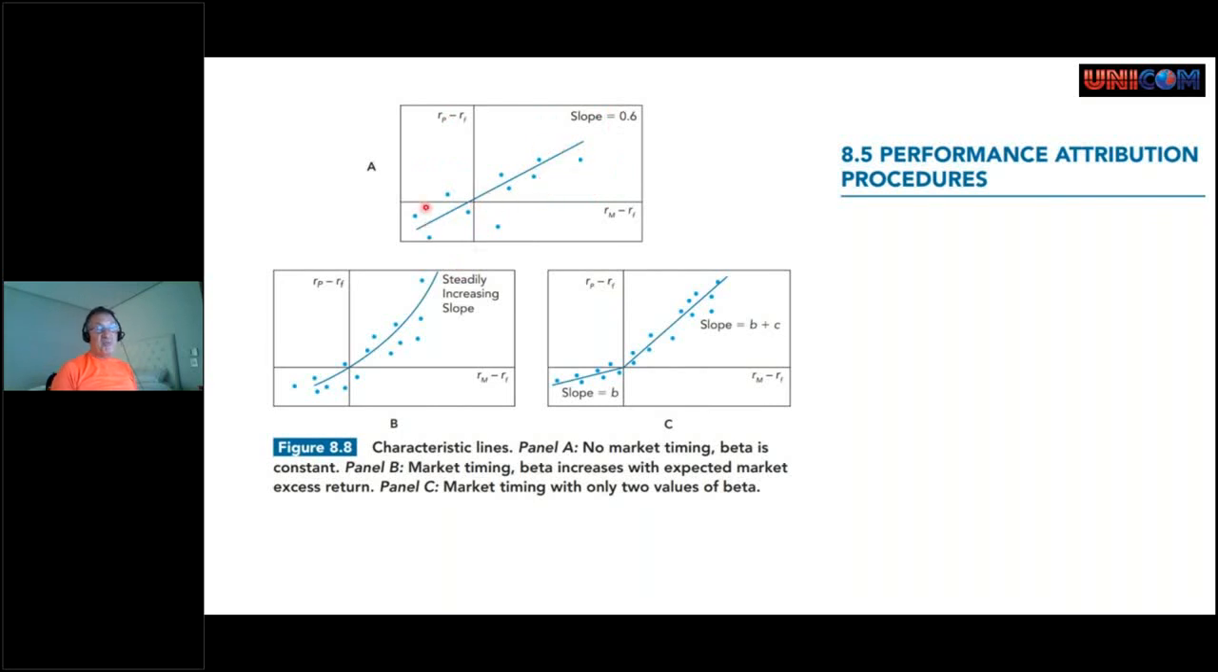If the slope was about 1, it's also not so great, because then you are performing as the market does when it's positive, but you're also performing as badly as the market does when it's performing badly. So that is your traditional CAPM, but it's not the greatest situation.